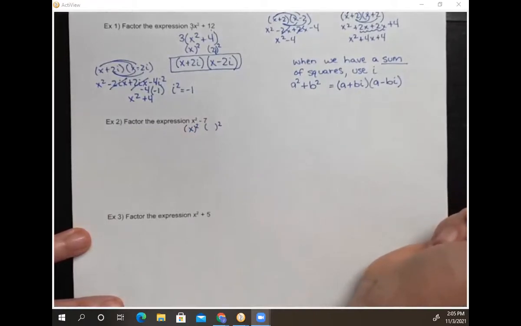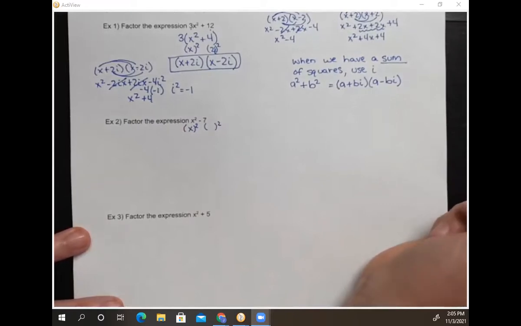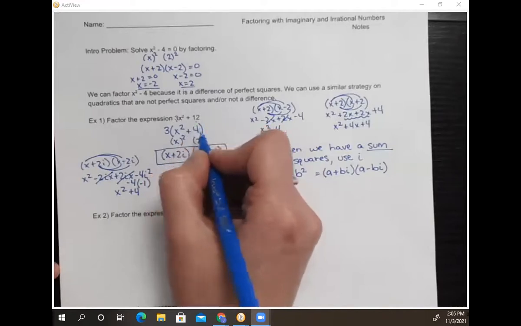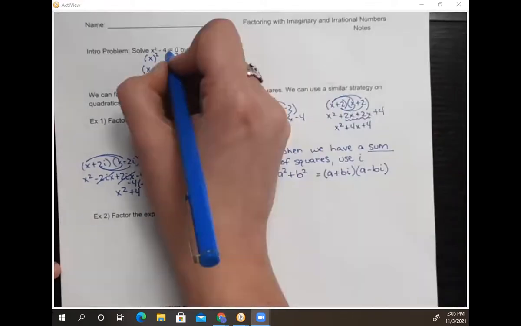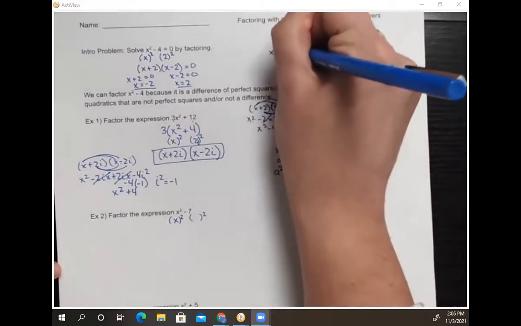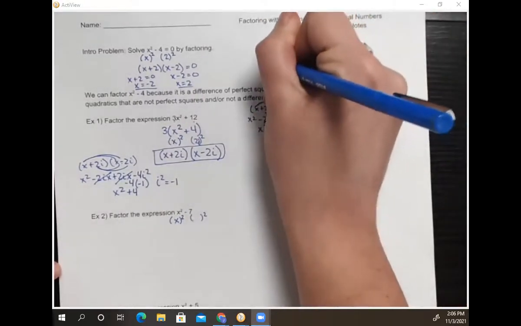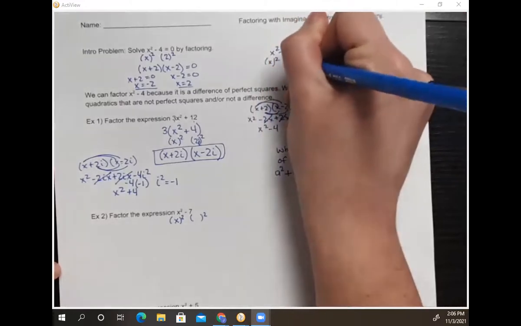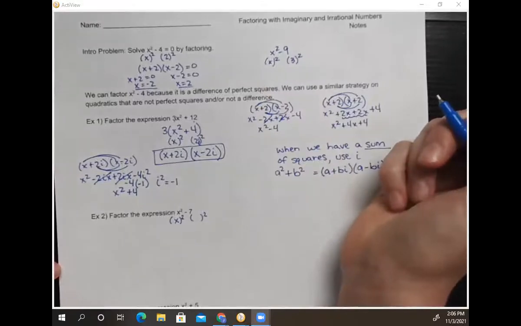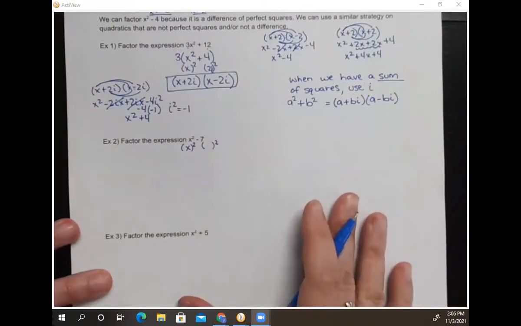That's a tricky question because 7 doesn't have a nice square root. That's really what I'm asking here. When I asked, what did I square to get 4? I was asking, what's the square root of 4? Same idea up here. Or if I asked you to factor x squared minus 9, we would square x and we would square 3 because 3 is the square root of 9. Okay. 7 doesn't have a nice square root.